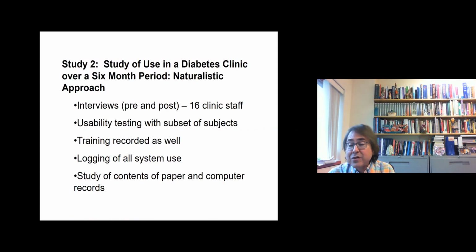We also did interviews with all 16 clinic staff before it went in. That was fascinating. We asked them, do you expect it to make life easier or harder? Some said easier, and then later on they said harder, and some flipped the other way 6 months later, and some dropped out completely using it. We did the usability testing with a subset of them. As I mentioned, we videotaped the training.